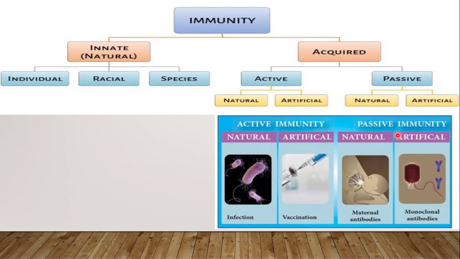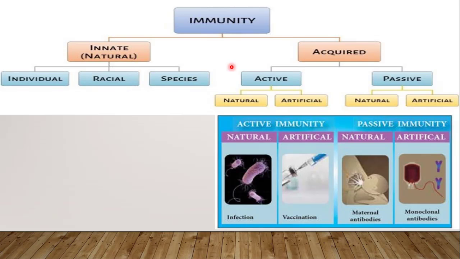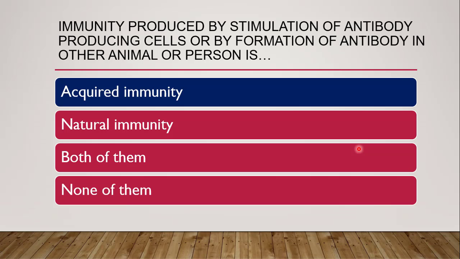So with respect to the question concerned, when the immunity is produced by stimulation of cells which produce antibody or formation of antibody from other animal or person, such immunity involves which type of immunity? As you can see here in the image, this is artificial immunity which is induced by vaccination, which will produce antibodies. Whereas in the case of artificial passive immunity, this immunity is produced by injecting the antibody containing preparations known as antisera or sera. These are produced within animals, usually horse or sometimes in person, and it is injected to the concerned person. So this type of immunity is acquired immunity.